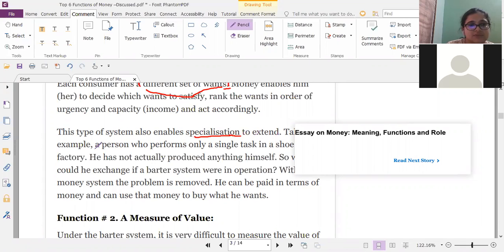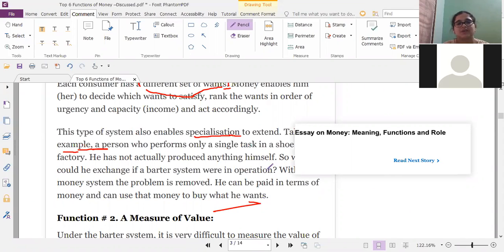We shall take another example here. A person who performs only a single task in a shoe factory has not actually produced anything himself. So what could he exchange if a barter system were in operation? With the money system, the problem is removed. He can be paid in terms of money and can use that money to buy what he wants, right?